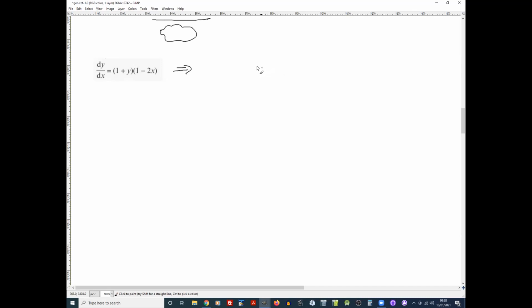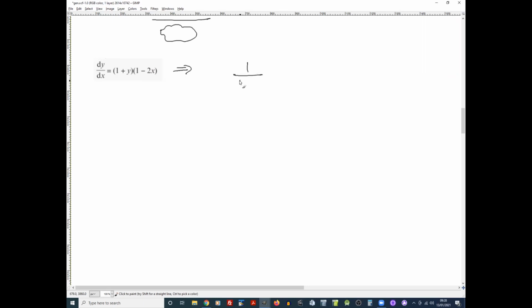dy/dx divided by 1 plus y. Yes, kind of. But what does that really mean? I mean, it looks a bit awful, doesn't it? What's a nicer way of writing that? dy/dx times 1 over 1 plus y. Absolutely.